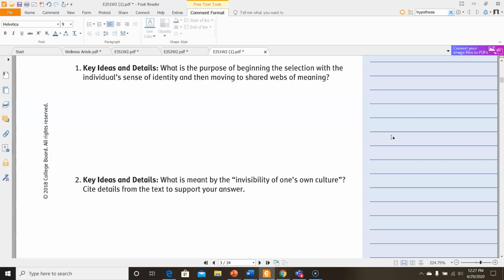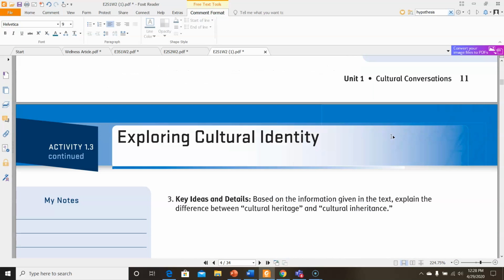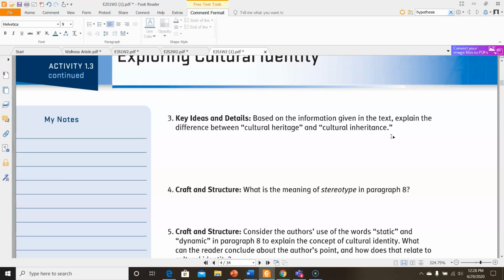So what's it talking about when it says the invisibility of one's own culture? For number 3, it says, based on the information given in the text, explain the difference between cultural heritage and cultural inheritance. So you're going to want to go back and find those words, cultural heritage and cultural inheritance, and then explain what the difference between the two is.